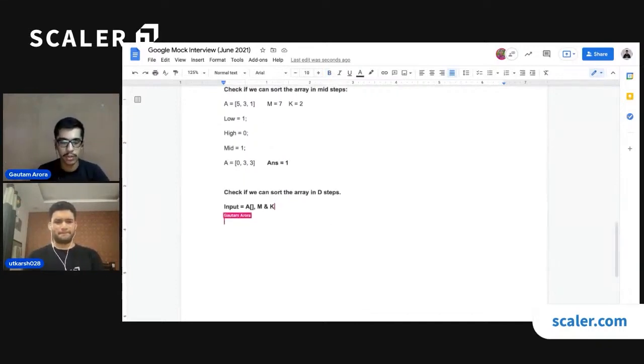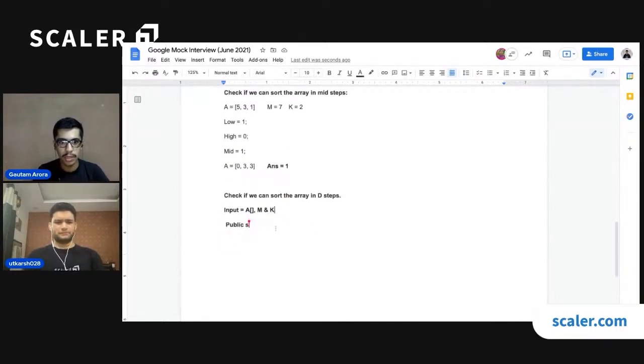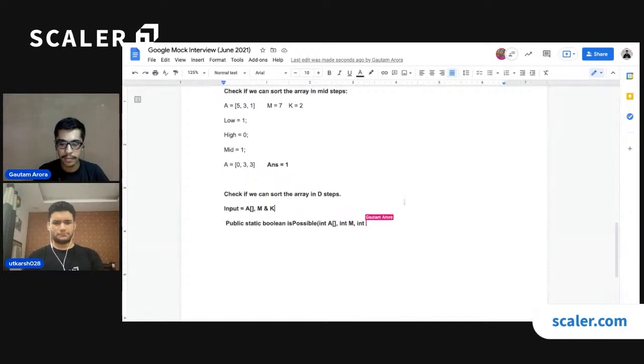Okay, let me try. So let's make a static boolean function; let's call it isPossible. It will take the array as an argument, int m and int k. So now we need to find whether this array can be sorted in d steps, and what will be d? d is also one of the parameters, int d.